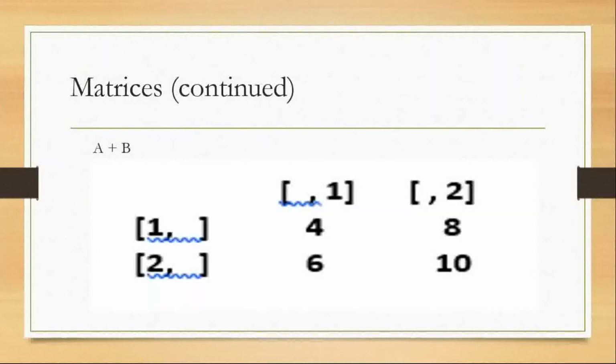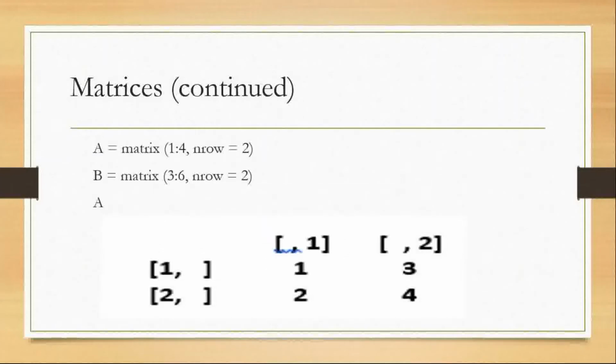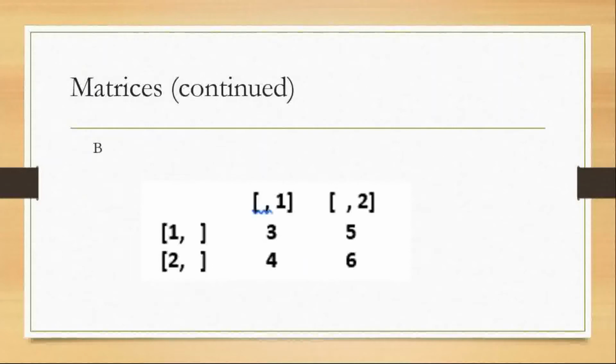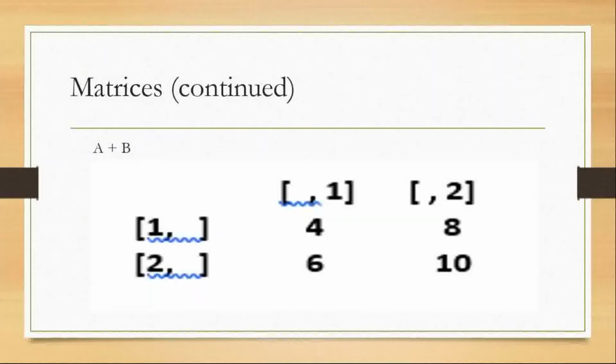So let's do A plus B. So when A plus B is done, the value in the first position of A and the value in the first position of B is added. The value of second position in A and the value of second position in B is added, and so on. So if you see, the value of first position in A is 1 and the first position in B is 3. So 1 plus 3 is 4, and the same is applicable for others too.